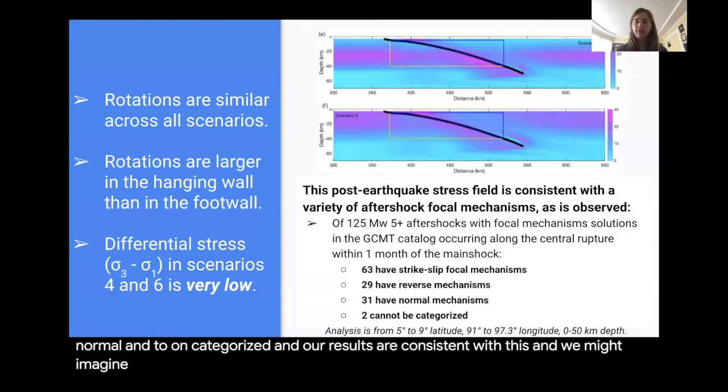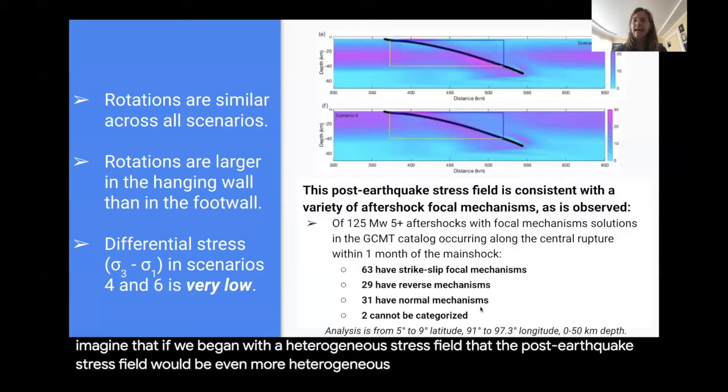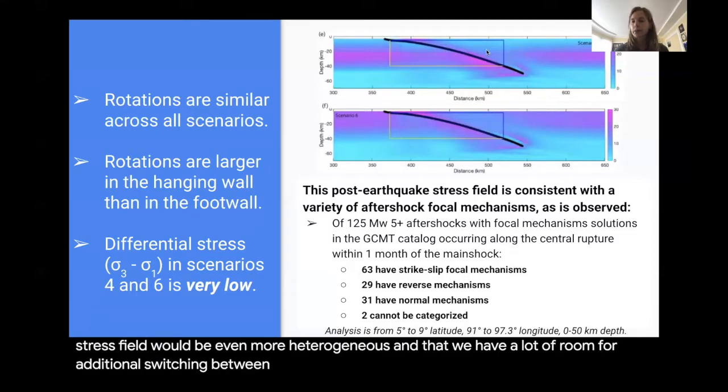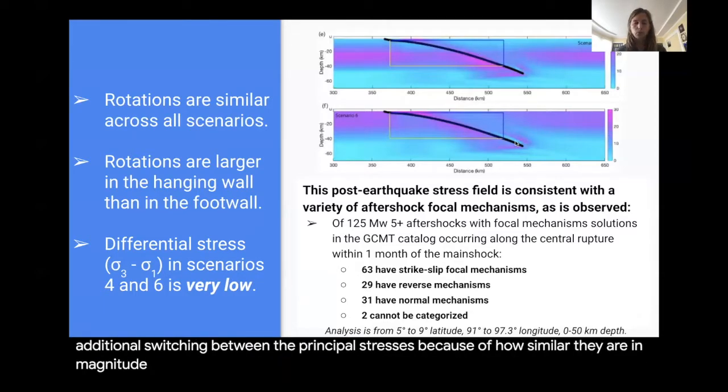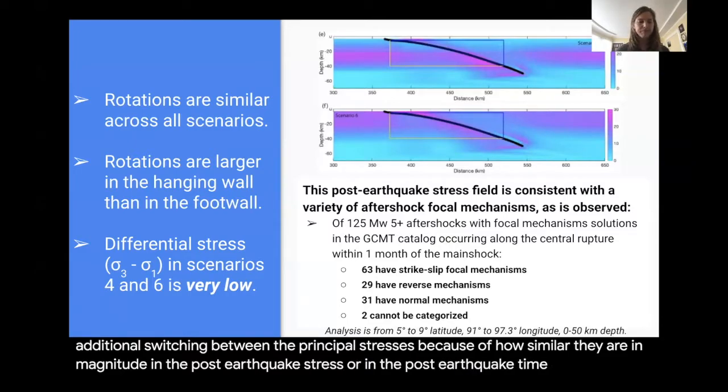And we might imagine that if we began with a heterogeneous stress field, that the post-earthquake stress field would be even more heterogeneous, and that we have a lot of room for additional switching between the principal stresses because of how similar they are in magnitude in the post-earthquake time frame.